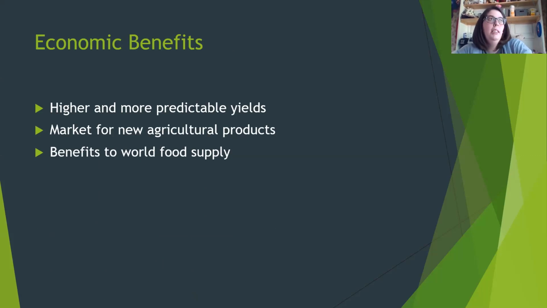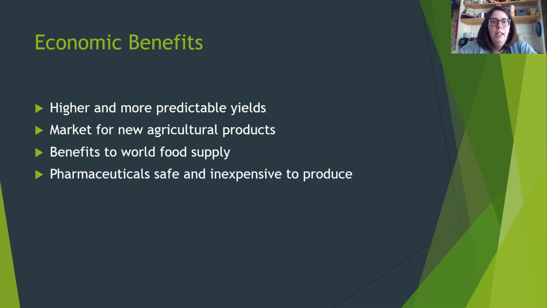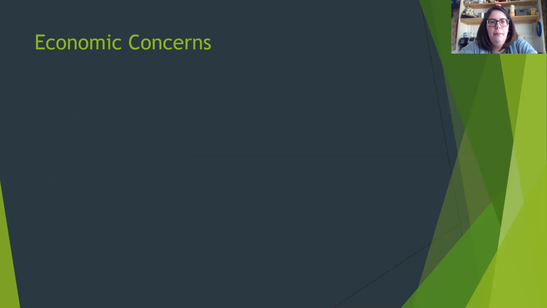Now we've made a genetically modified corn crop. We know if we plant that we're going to get 98% predictable yield out of that field as opposed to 85. Now we're making more food. We have a better food supply for the world. And pharmaceuticals become safe and inexpensive to produce. If we can mass produce these things, the more of something you have, the less the price. It's simple supply and demand.